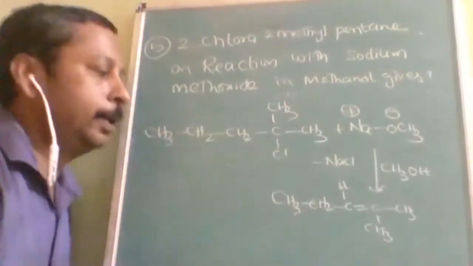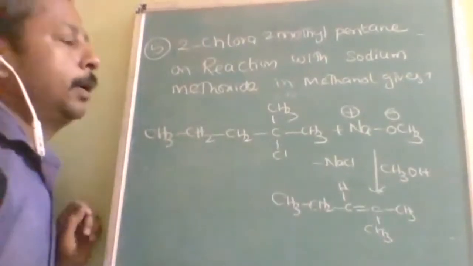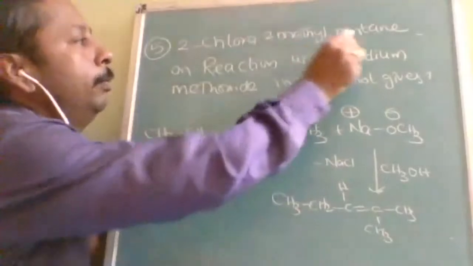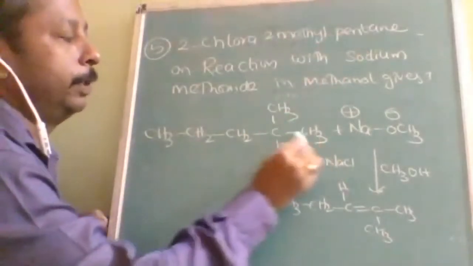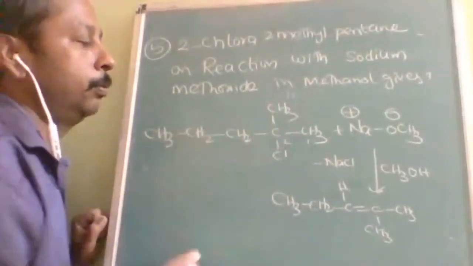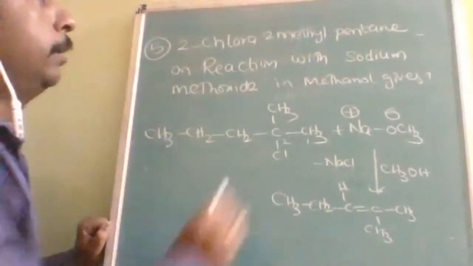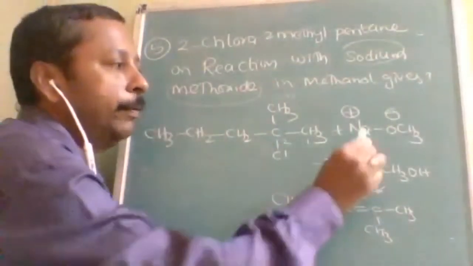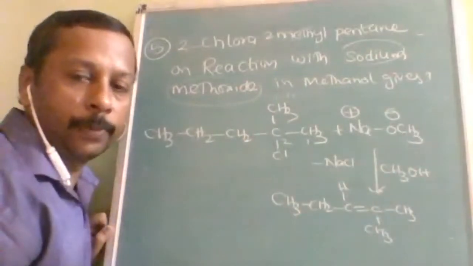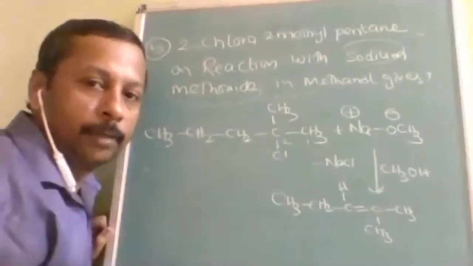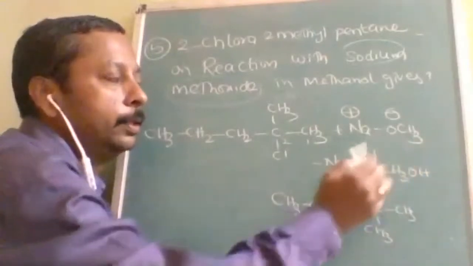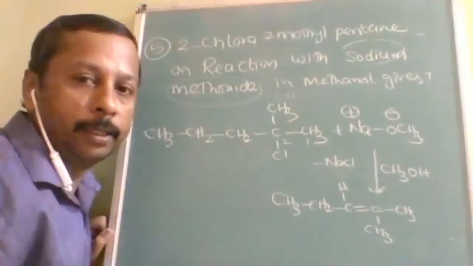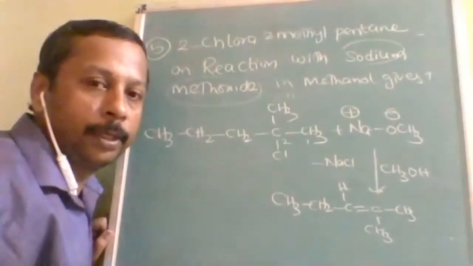So here is the detailed answer. How to understand the question? First, it is given 2-chloro-2-methyl pentane. The main problem is sodium methoxide. Normally, you will find sodium hydroxide. Just to confuse you, NaOCH3 is given. Just like OH, it is OCH3 minus. That is a base only.